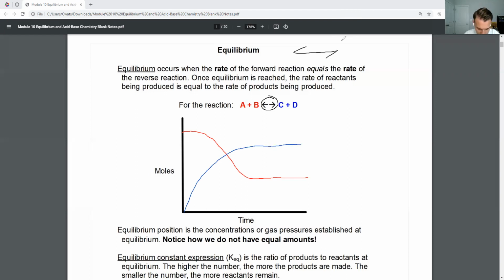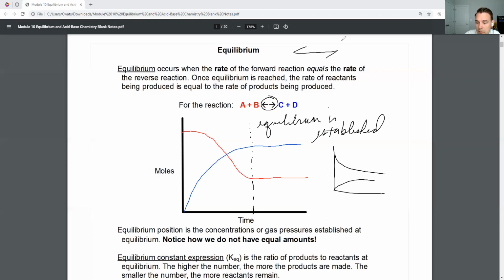Now, the equilibrium position is reached when these lines become parallel to each other. So about at this time, this would be where equilibrium is established. The equilibrium position is the concentrations or gas pressures established at equilibrium. And again, it doesn't have to have equal amounts. You could also see a graph that looks like this. Okay, so the whole idea is that reactants are decreasing until it becomes flat. Products are increasing until it becomes flat.